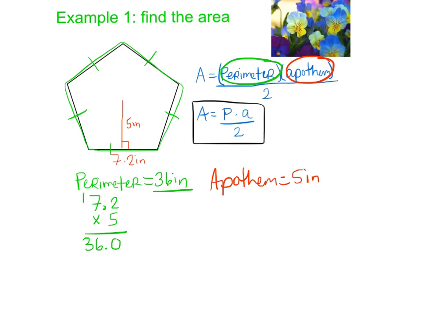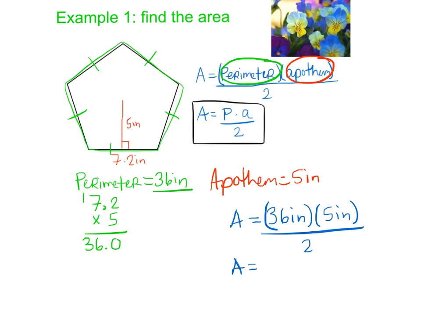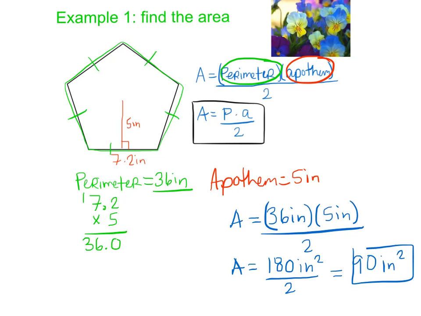So now I can actually find the actual area. So the area is equal to the perimeter times the apothem divided by 2. Now 36 times 5 is actually 180. So I'm going to get 180 when I multiply 36 times 5, and inches times inches is inches squared. Now all of that value is cut in half. That means that the area of this regular pentagon is 90 inches squared.